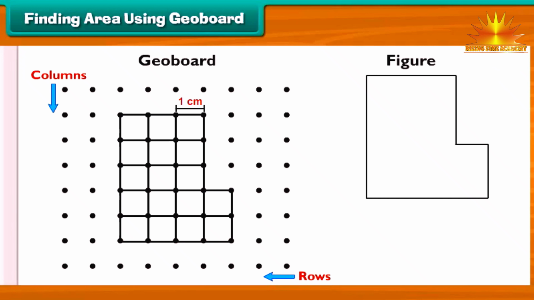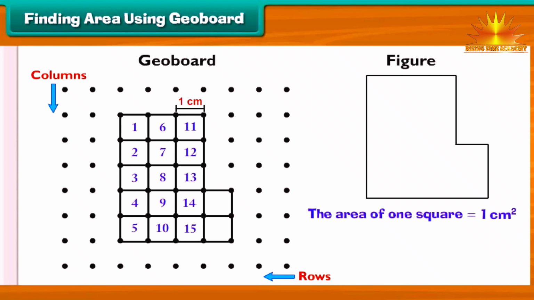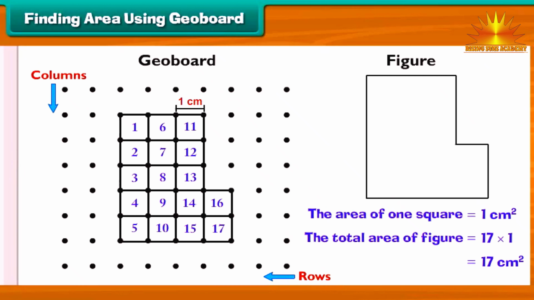It is now time to count all the square blocks. The area of each square block is 1 centimeter square. The area of the complete figure is equal to the number of square blocks multiplied by the area of one square block, that is, 17 into 1 is equal to 17 centimeters square.